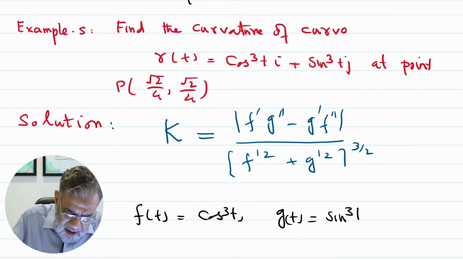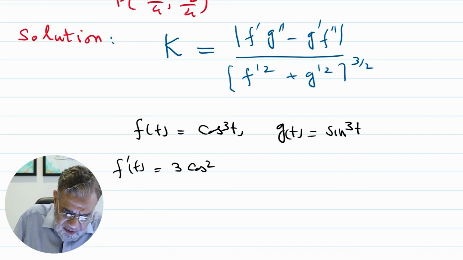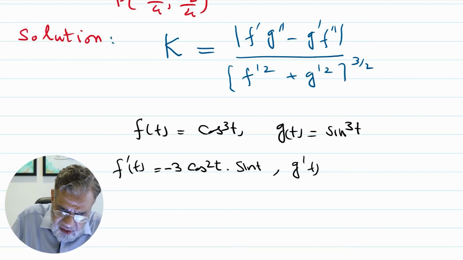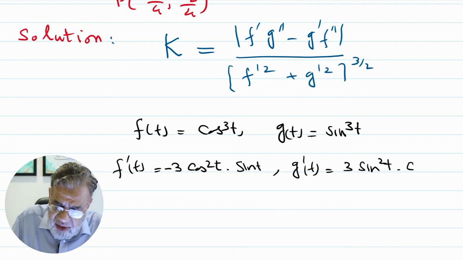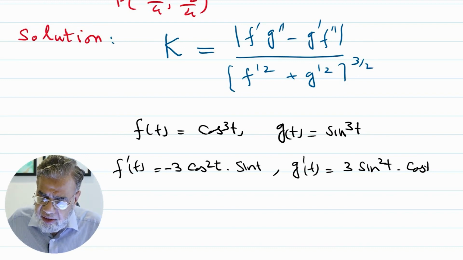If I take the derivative of this, my f dash of t comes to be equal to 3 cosine square t, then the derivative of cosine t is minus sine t, so we take the minus outside. And we write here g dash of t. So g dash of t is 3 sine square t, and then the derivative of sine t is cosine t. So we get the values of f dash and g dash.